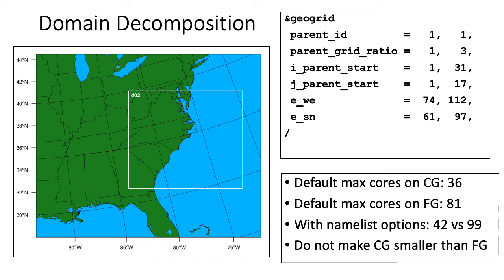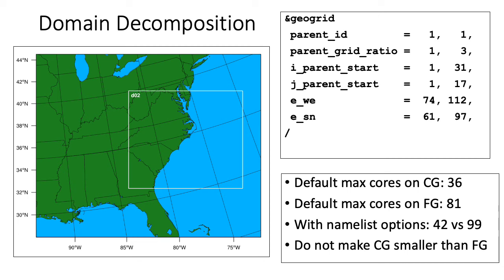It's 36 processors. On the nested domain, the largest number of decompositions that we would have, again, is a function of J, and that would be 9 in the J direction. We would be able to run 81 MPI processes on the nested domain, so more than a factor of 2. Even if we use namelist options, the coarse grid being much smaller than the fine grid restricts the total number of MPI processes that we are able to run.